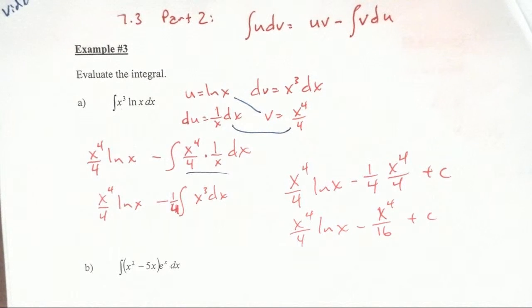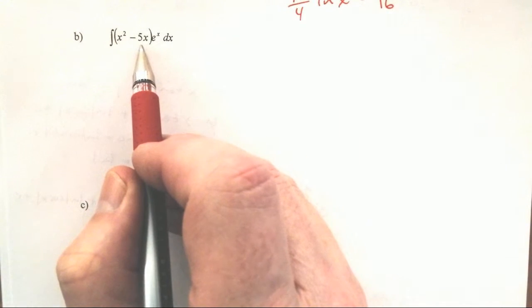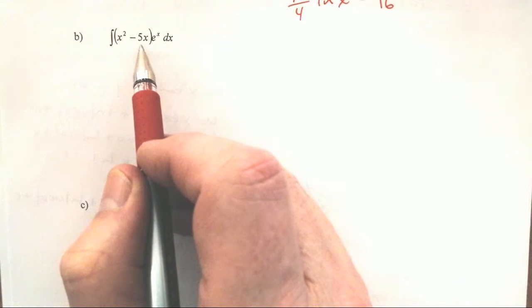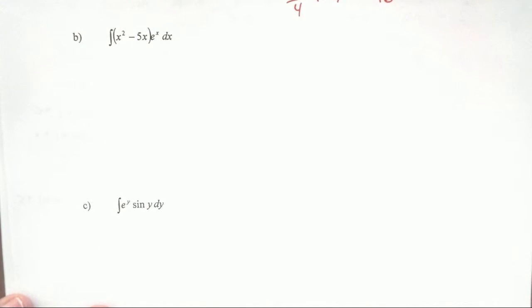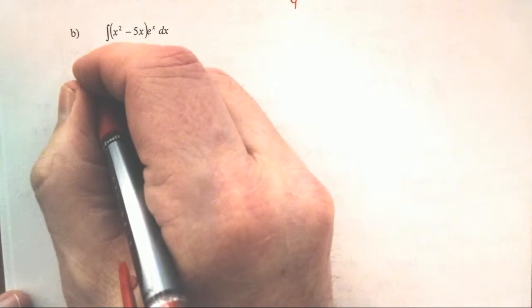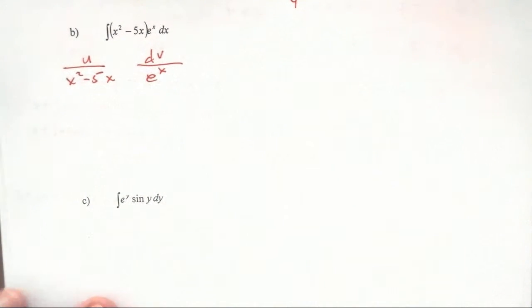Okay, very good. Now, b, once again, I've got a polynomial, and I can derivate that down to 0 real efficiently, real quickly. Can I find the integral of e to the x? I could find the integral of e to the x all day. That one's not going to be a problem. So I'm going to set this up in a tabular method, which basically says for u we are choosing x squared minus 5x. And for our dv we are really choosing e to the x dx. I'm just not going to write down the dx. It's not necessary for us.